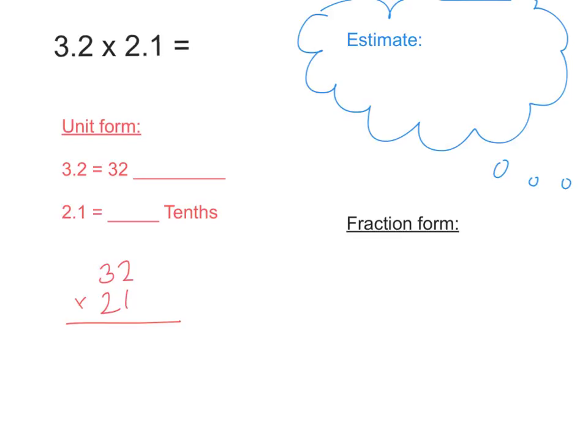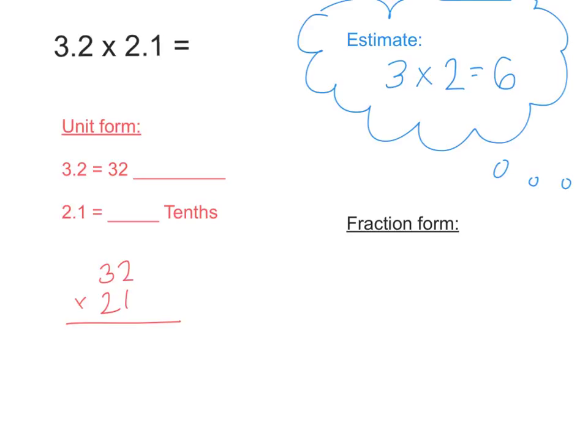3.2 is pretty close to what whole number? 3. And 2.1 is pretty close to what whole number? 2. Good. So 3 times 2 is? 6. So our answer of 3.2 times 2.1 should be pretty close to what? 6. If it's like 600, are we in the right ballpark? No. If it's like 6/10, are we in the right ballpark? No, we want our answer to be pretty close to 6.